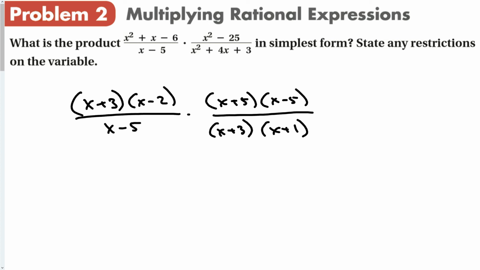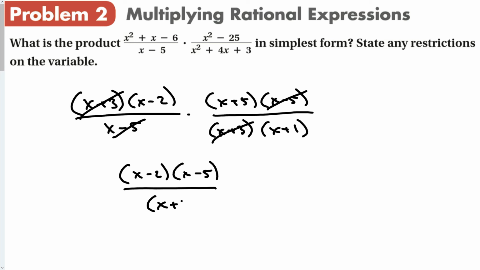Okay, now anything that's the same on the top and the bottom can cancel. x plus 3, x plus 3, x minus 5, x minus 5. There's no other x minus 2 or x plus 5 on the bottom, and x plus 1, there's nothing like that on the top. So my answer becomes x minus 2 times x minus 5 over x plus 1. This is multiplication. I know there's nothing else that's going to cancel here. I can see it in the factors. So you don't have to distribute these together to get an answer. You can just leave it like this.